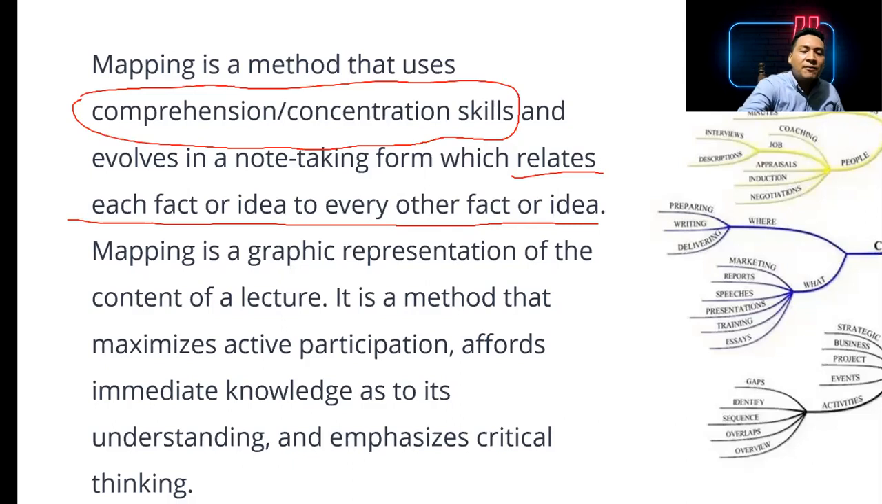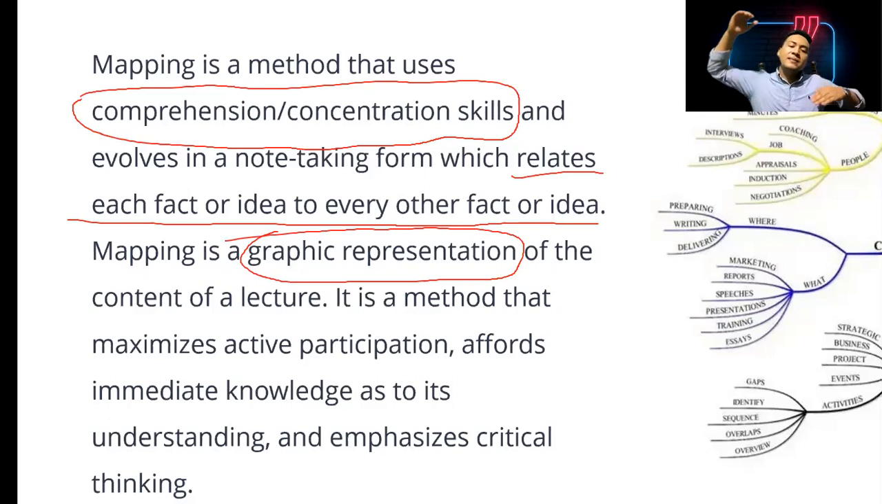And it is a graphic representation of the content of the lecture. This method, it says, maximizes active participation and affords immediate knowledge, understanding, and emphasizes critical thinking. Why critical thinking? Because you are analyzing, you are connecting ideas. That's why you should use critical thinking, okay?